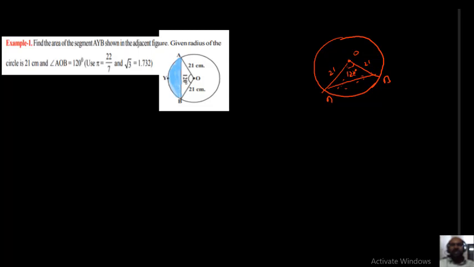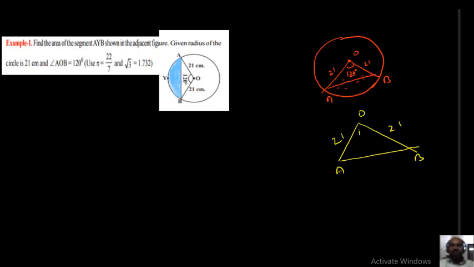First of all, you need to find the area of the triangle. Listen, all of you. What is given here? I want to use another color. Red is not good. Okay, observe here. This is the triangle. This is 21, this is 21. This is O, this is A, this is B.